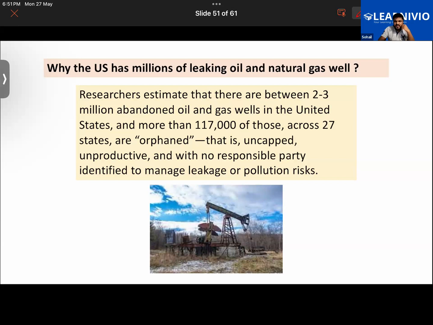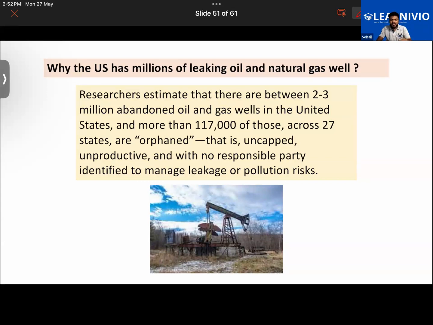Basically, what I was explaining moments ago is that over the past 100 years in the United States, there are so many fossil fuel companies and some private landowners who have drilled almost tens of millions of holes deep into the earth in order to extract petroleum and natural gas. So what happens when a well dries up? When a well dries up, the operator will move to another area.